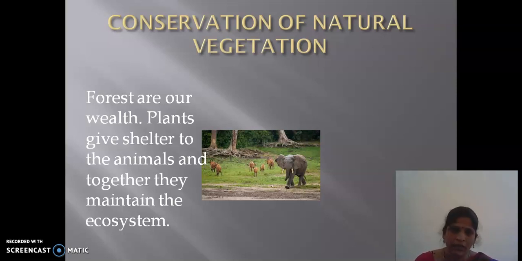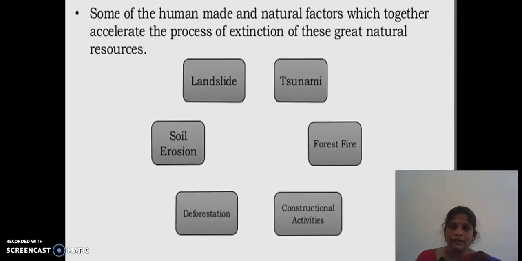We saw in the beginning itself, timber, books that we use, honey, a lot of medicinal plants, everything we obtain from the forest. And it also helps to maintain the ecosystem. So it is our important duty to conserve the forest. Here, how are the forests destroyed?